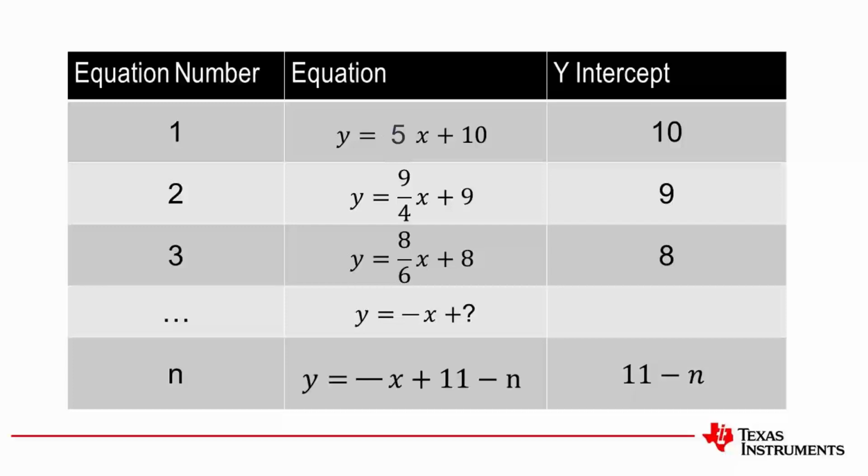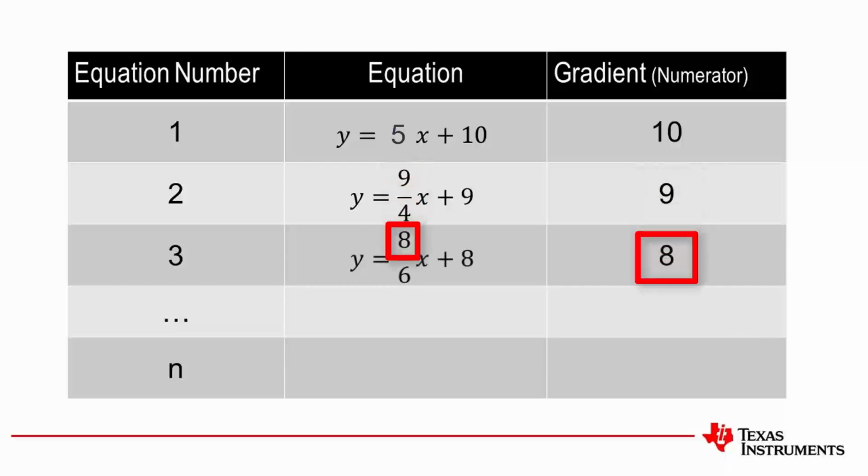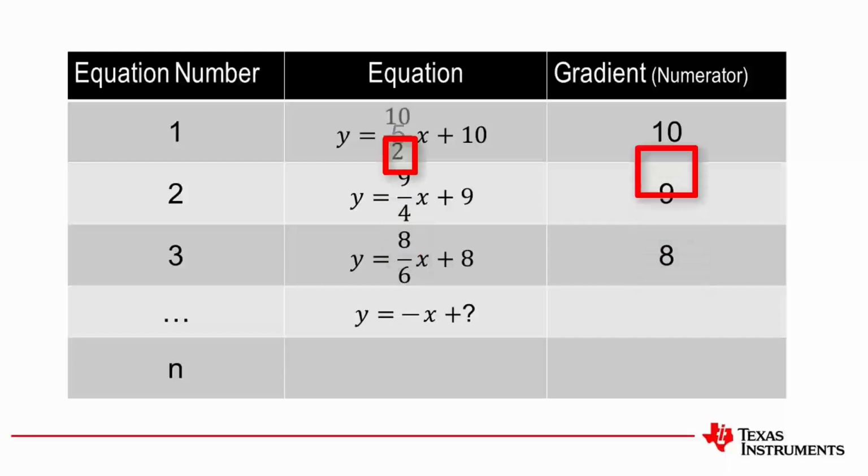Now I need to do something similar for the gradient. Most of my gradients have been written in fraction form, so that allows me to look at the numerator and denominator separately. I'll start with the numerator. With the exception of the first gradient, the numerators have the same value as the y-intercept. But if you look back at the very first gradient, the calculation was 10 divided by 2, which simplified to 5. So it actually does fit the pattern. So we need to be careful. Simplifying the fractions can actually make it harder to identify the patterns.